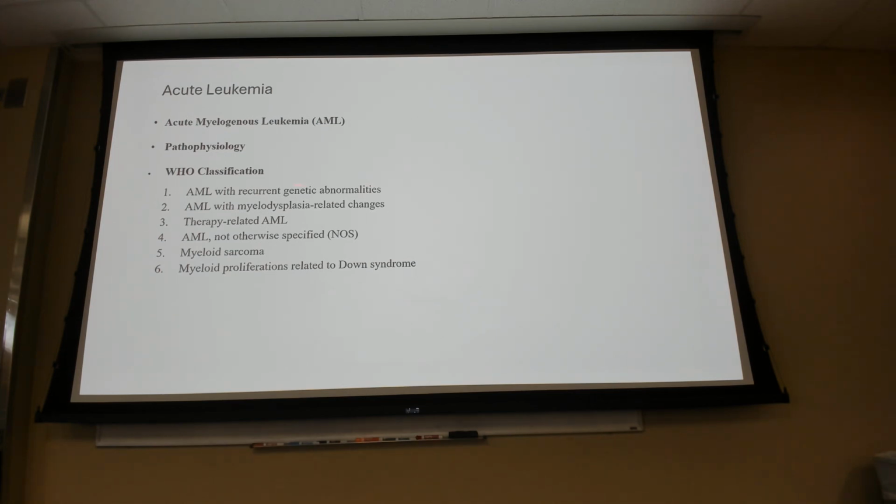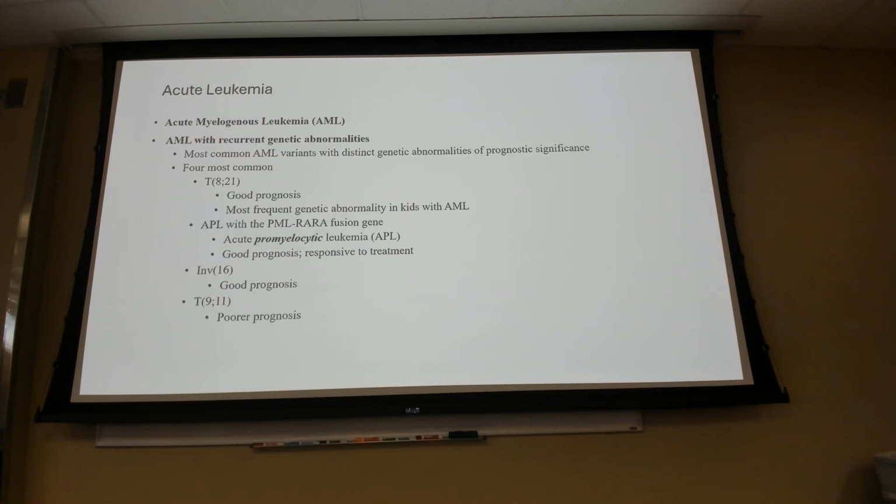So, the World Health Organization classification of all kinds of leukemia. We're going to talk about a couple of these specifically. We'll mention that one, and we'll talk about Down syndrome a little bit, maybe. Don't try to memorize every type of leukemia on the planet. That's not what this is about. These are just a couple of the most common AML variants.